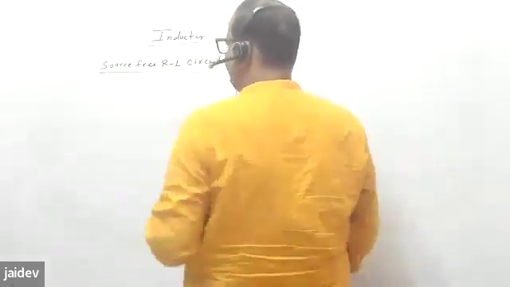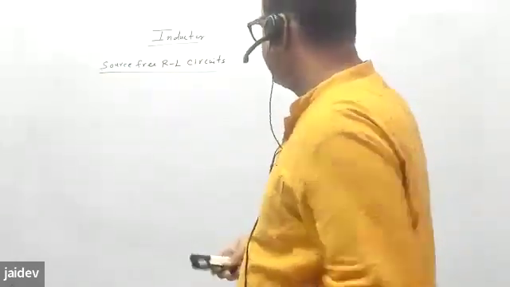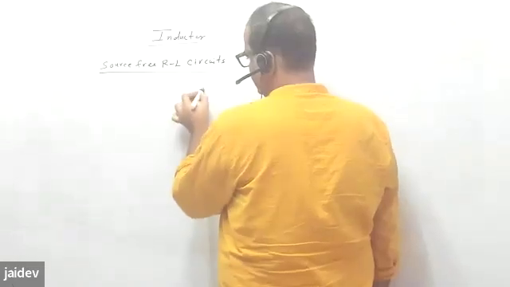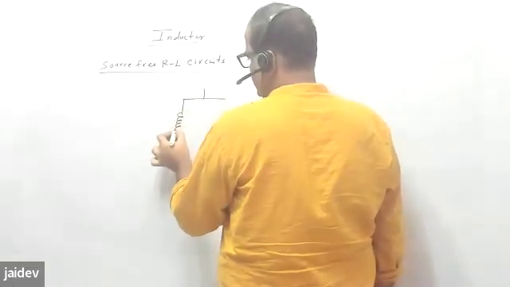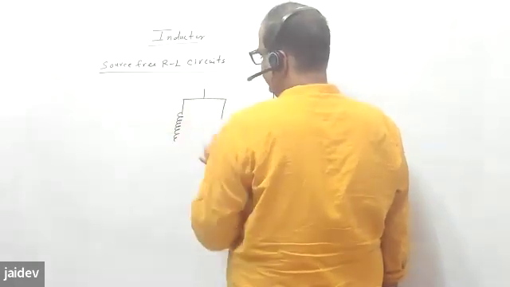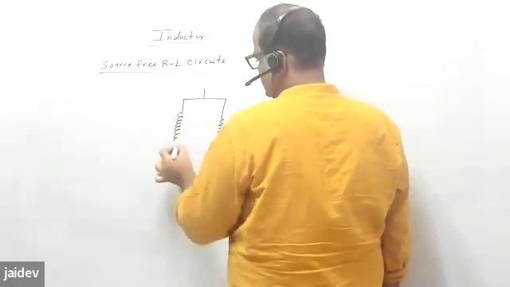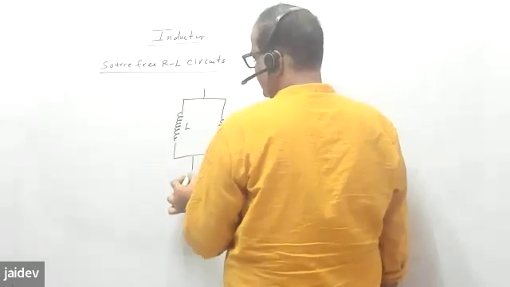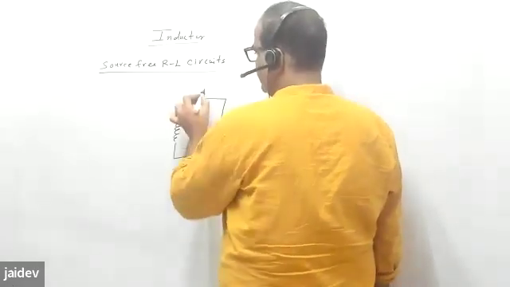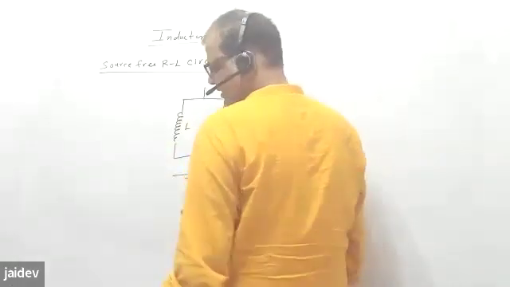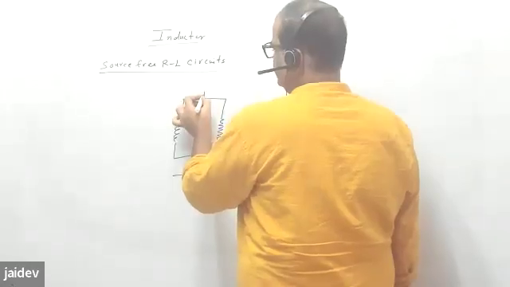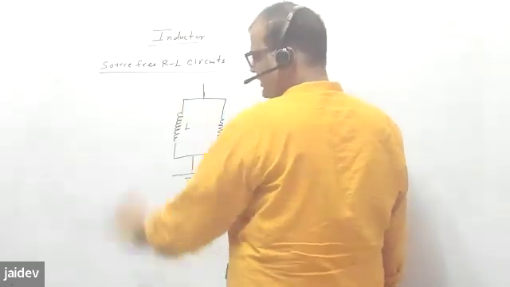Okay. Now what do you mean by source free RL circuit? As I discussed earlier, if you have an inductor and then you have here a resistor, you have an L, you have an R, and then you have the ground. Okay, so some source is there, and by sourcing you are flowing the current. You know this is also a memory element.